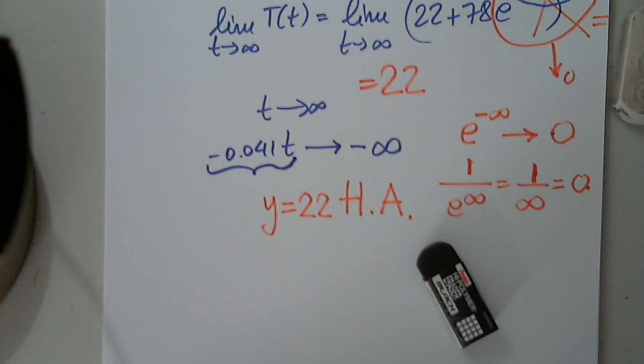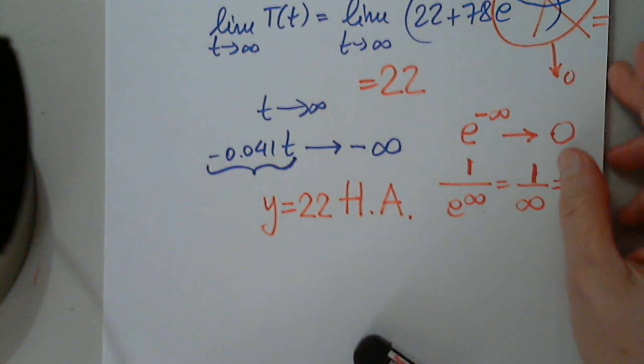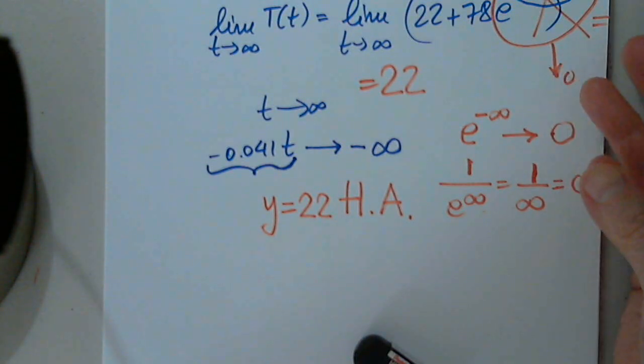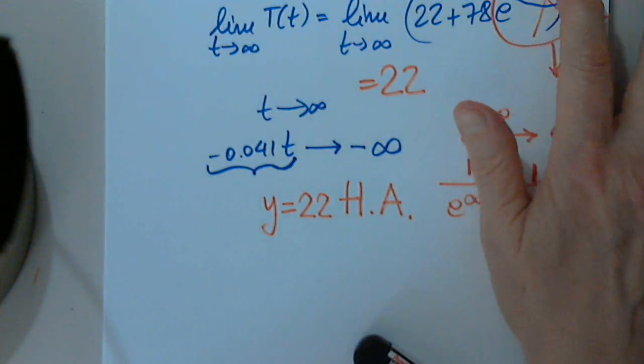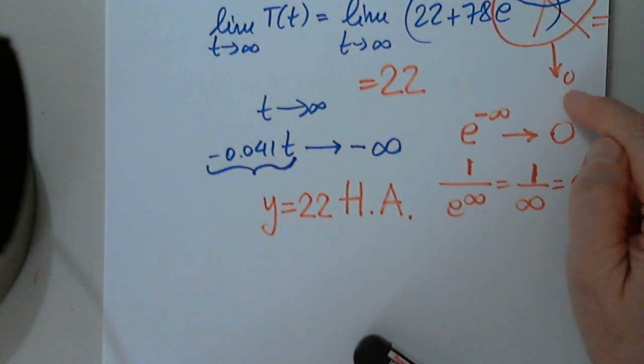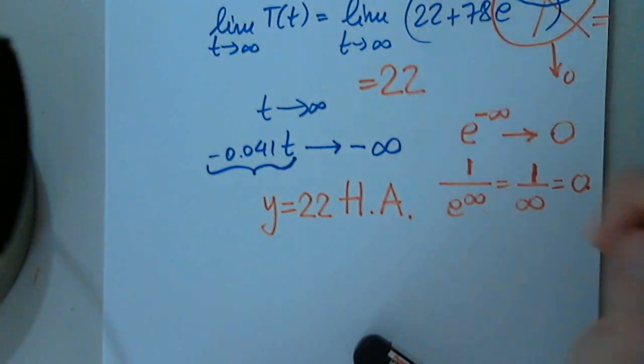Okay, you can always look at the graph, and the most important thing is to analyze it. Just double check with the table, but analyze it very easily in a few steps. If t approaches infinity, this quantity approaches negative infinity. E to negative infinity has to approach 0. 0 times 78 is 0, plus 22 is 22. Very good.